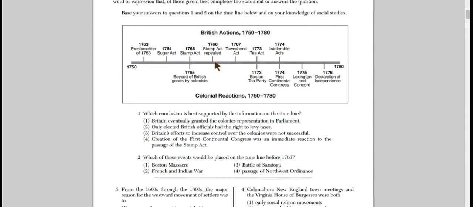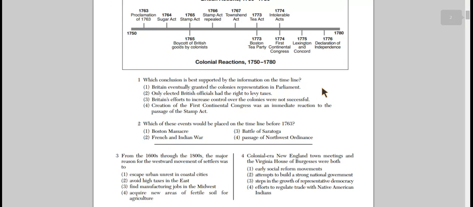So then the Stamp Act is repealed. But then the next year they turn around and pass the Townshend Acts, the Tea Act. We start rebelling. We form our first Continental Congress. Shots are fired at Lexington and Concord. We declare our independence. We fight the Revolutionary War, and we gain our freedom. So let's go back to this.